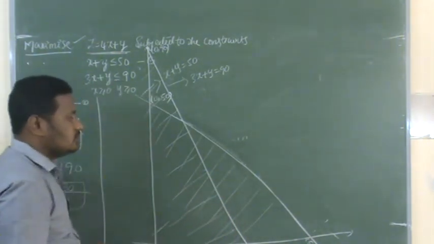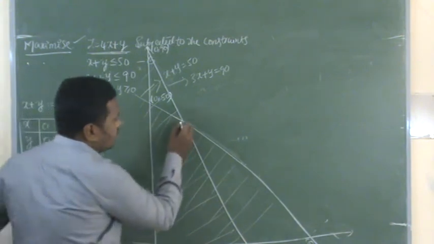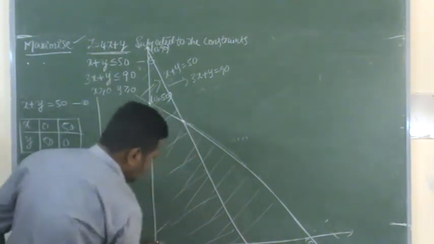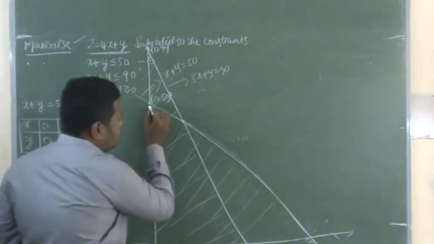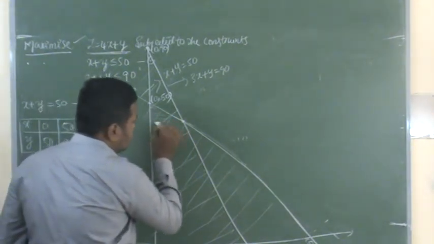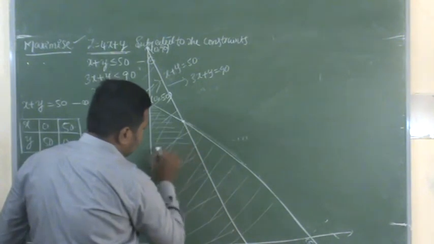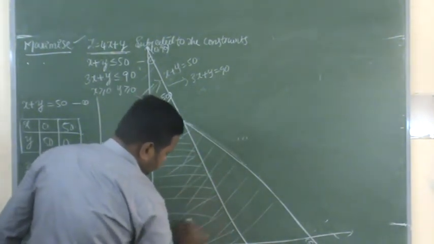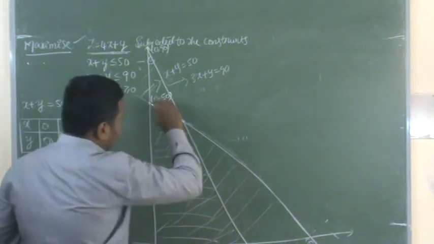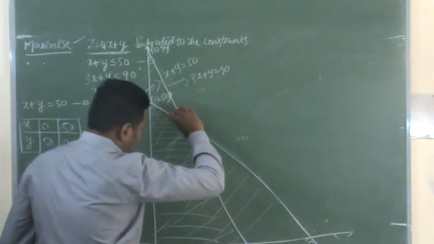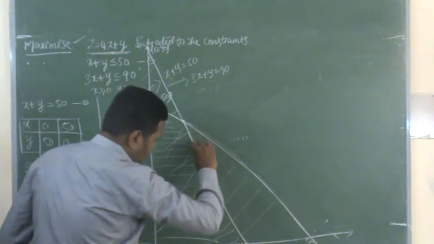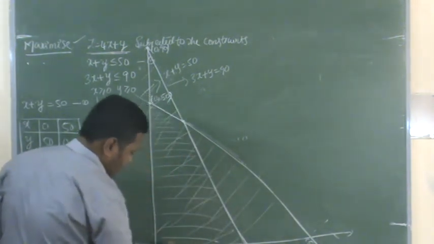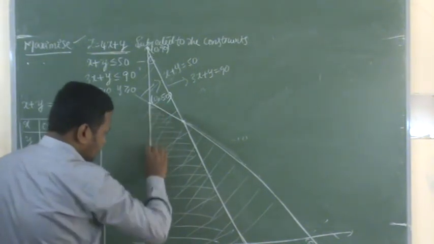Finally, the feasible region is the common region. These are the vertices, the corner points. This is the feasible region.